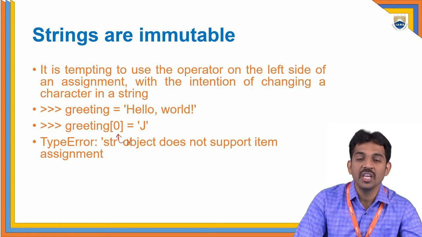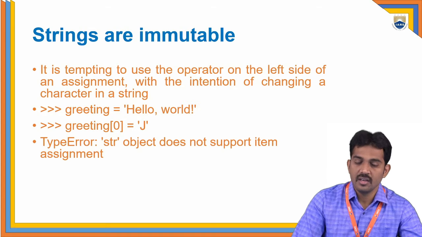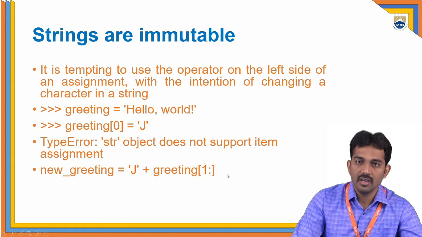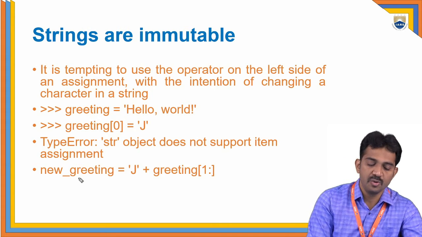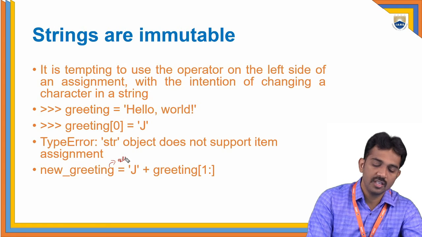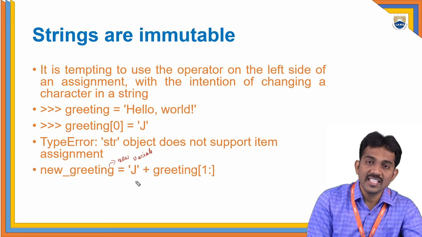By creating the new string, you can perform the same operation by using slicing and concatenation operations. You know very well. So here you created a new string. New greeting is a variable, a new variable, right? I'm not going to change the same variable. I created the new variable. Here, what am I going to do? I'm going to add the J with the concatenation operation.